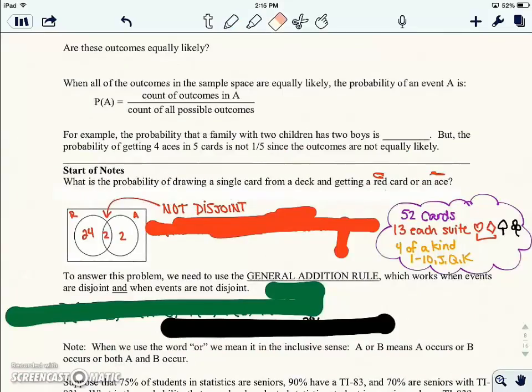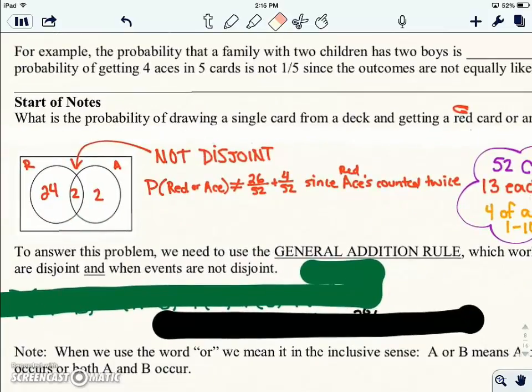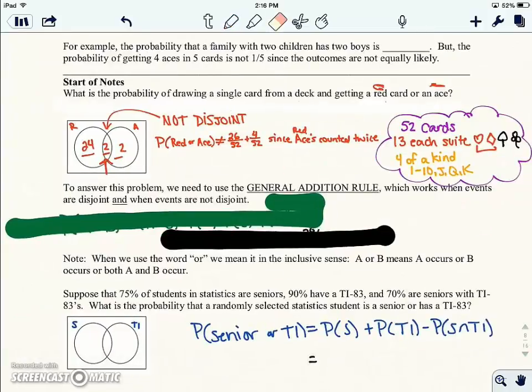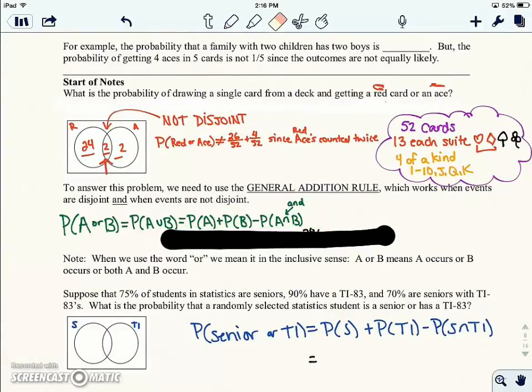Now to find the probability, we would just say the probability of a red or an ace, and that would be this number plus this number plus this number. Notice it is not just adding up 26 over 52 plus 4 over 52, because then we would have added the 2 in the middle twice. This leads us to use the general addition rule, which works when events are disjoint and not disjoint. So far we've just been doing disjoint stuff.